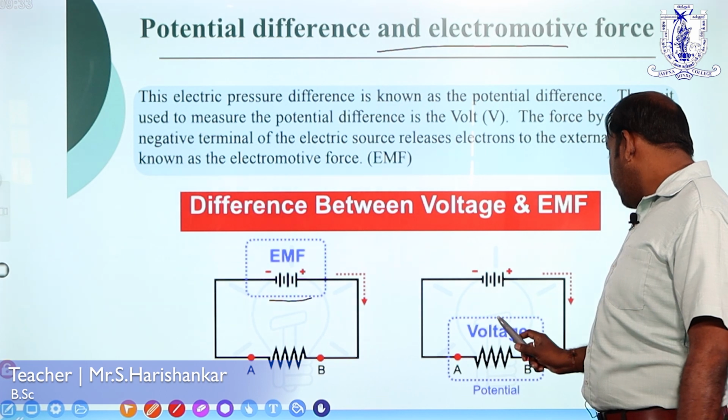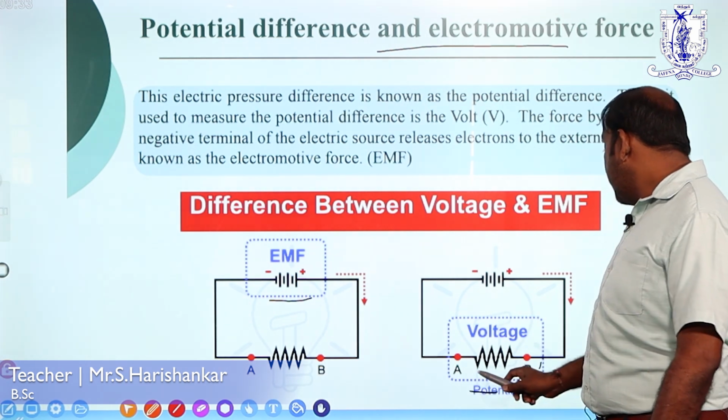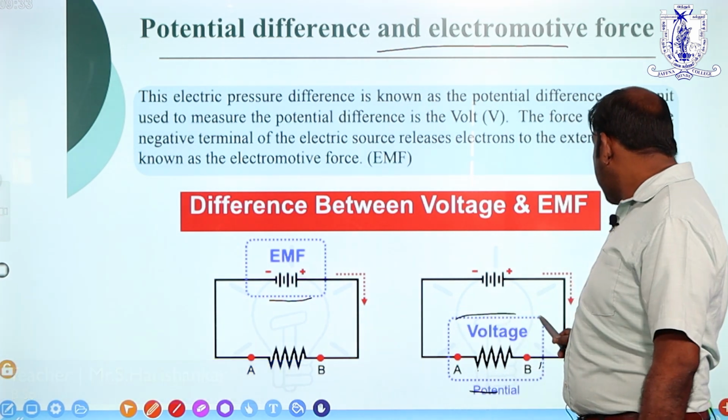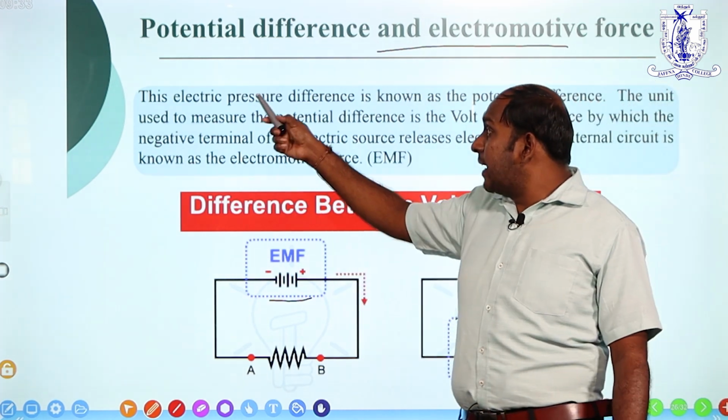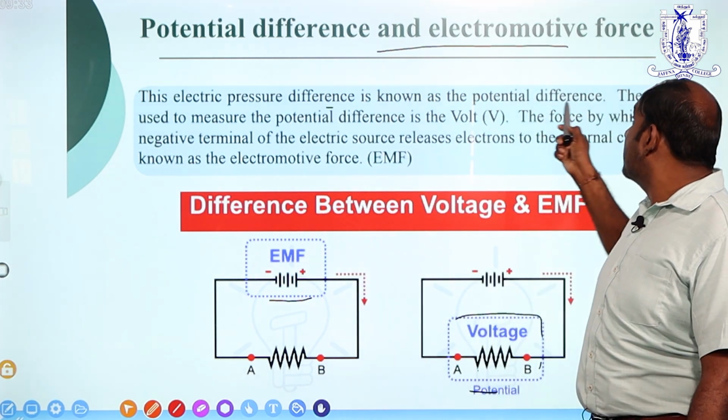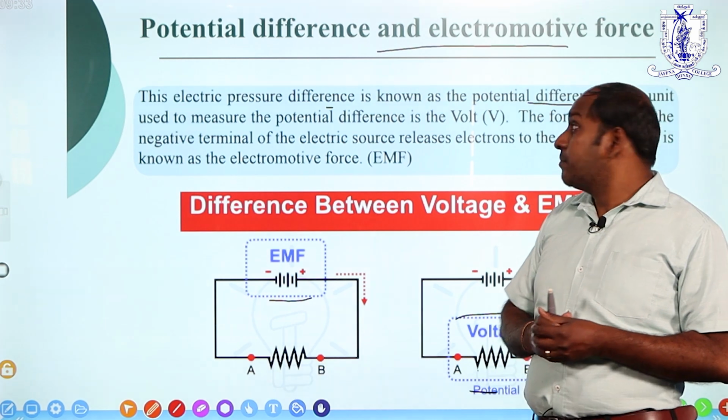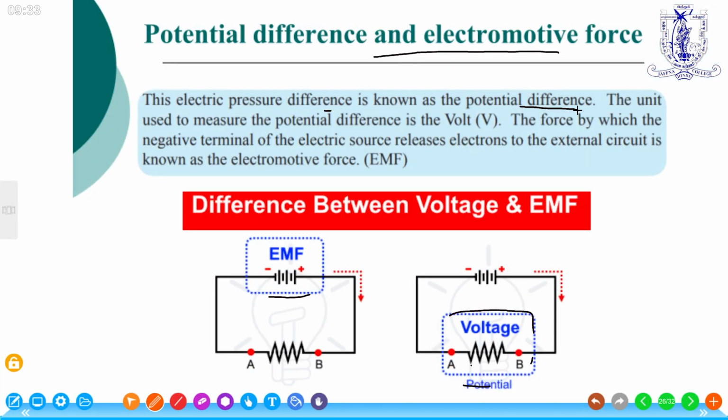The voltage is the output here, the loading voltage. But for batteries, the electric pressure is different, known as the potential difference, electric pressure. The unit used to measure the potential difference is the volt, V.